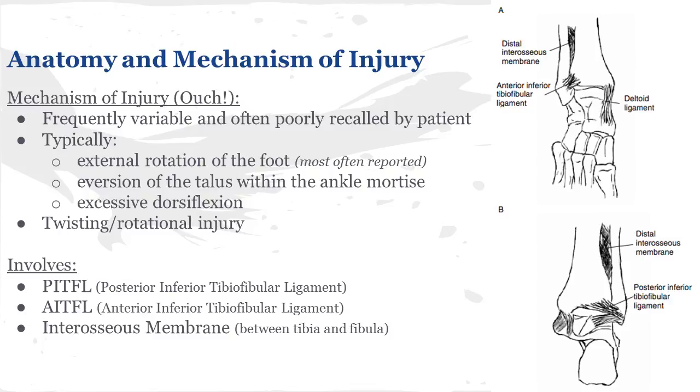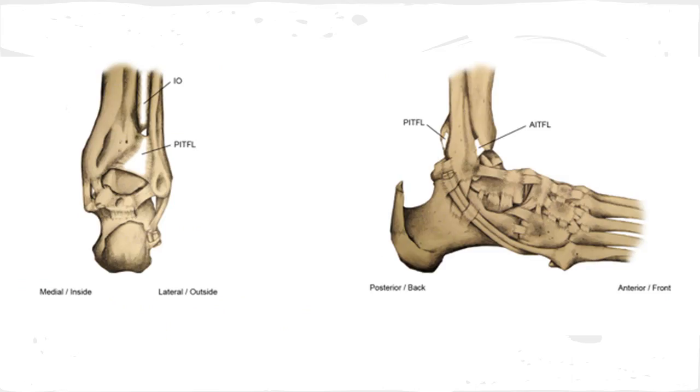The high ankle sprain involves 3 ligaments. It involves the posterior inferior tibiofibular ligament, the anterior inferior tibiofibular ligament, and the interosseous membrane. This is another picture of the 3 areas that are affected most in a high ankle sprain. Once again, you can see the 2 tibiofibular ligaments and the interosseous membrane.